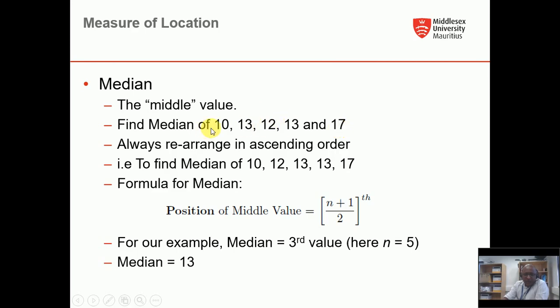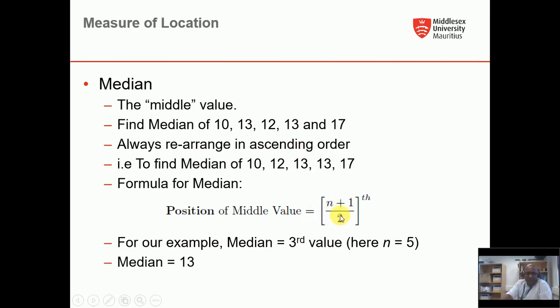So these are the initial original numbers. I rearrange them and I find the middle one, which is 12. And like I've said, you don't really need a formula for this. It's quite easy. But if you do want the formula, here is the formula.